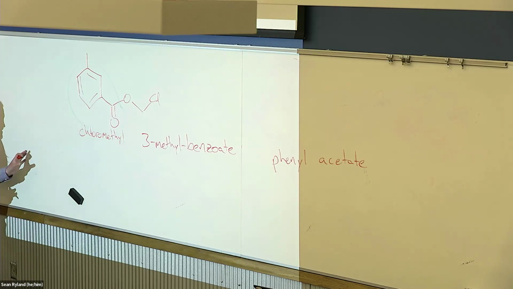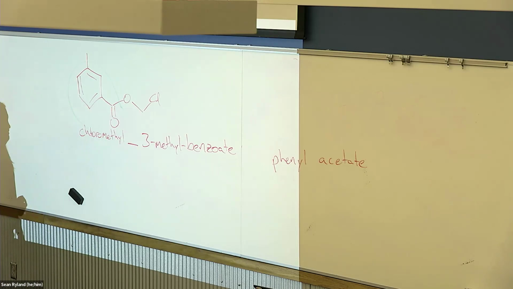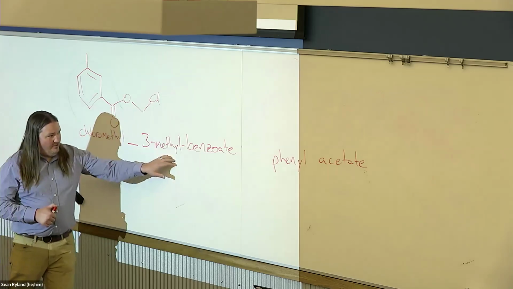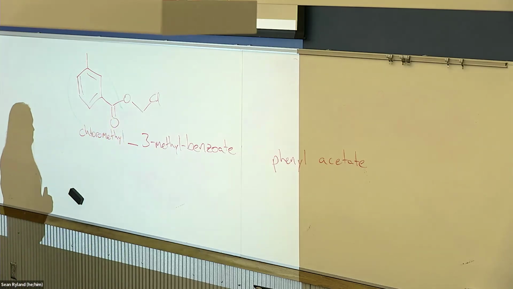If you're doing this in your handwriting and you're not sure you can differentiate whether there is a space there or not, you can always use an underscore. But you just need to do something to make it clear that those are two separate words, so that you know that the chloro applies to the methyl on the other side of the ester and the 3-methyl applies to the benzoate.